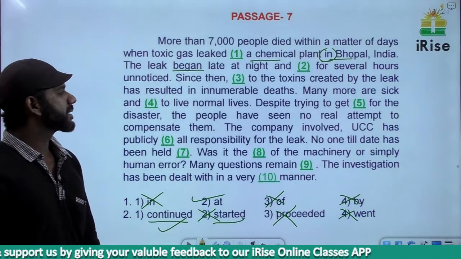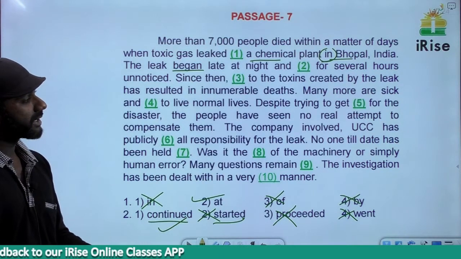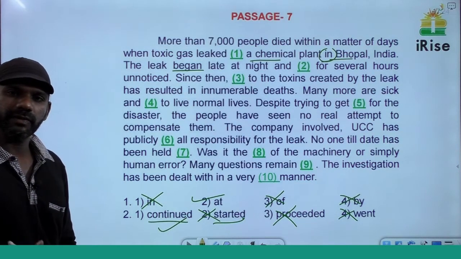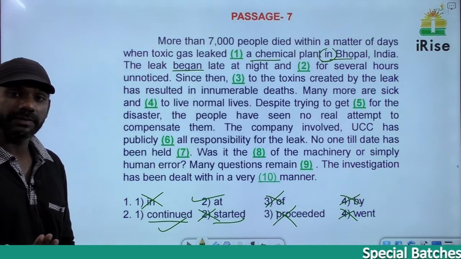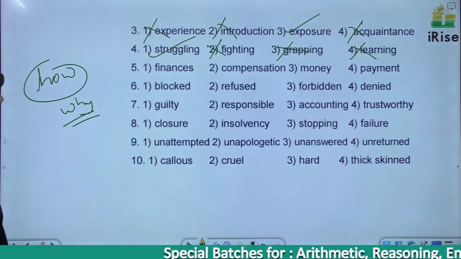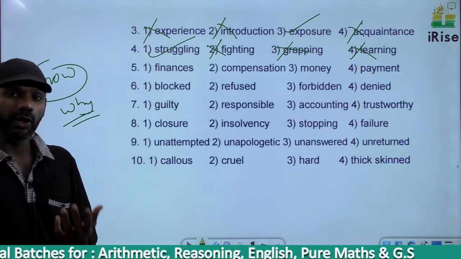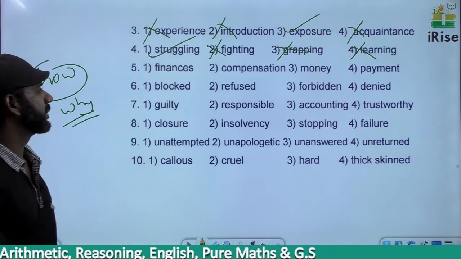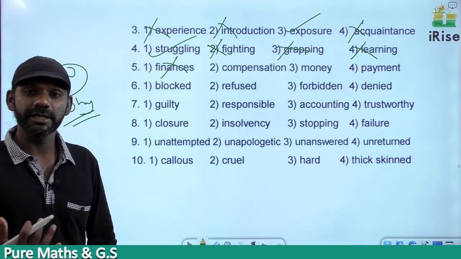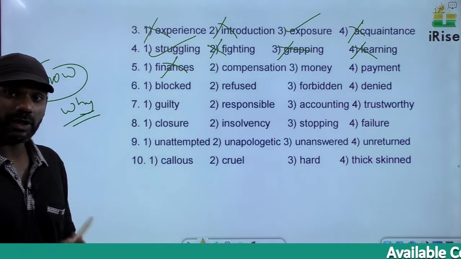Many more are sick and struggling to live normal lives, despite trying to get dash for the disaster. Now here, when people fall victims, we give money to them, and that money given to them is called compensation. Despite trying to get dash for the disaster, blank 5: finances, compensation, money, payment. Finances means loans. There's nothing like loans for the disaster, eliminated. Compensation. So the money given to the victims as a kind of help is termed as compensation. Makes sense.